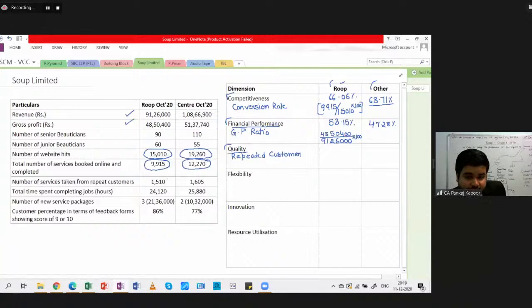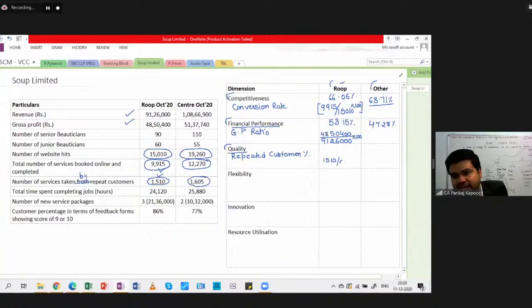And you can see here, the number of services taken by repeat customers is given to you. There was a clerical mistake in the question itself, and I copied from the question, so I also wrote "from". It is not "from", it's "by". The number of services taken by repeat customers. You rendered total services 9915, and out of that 1510 is from repeat customers. Can you identify the repeat customer percentage? Compute it quickly.